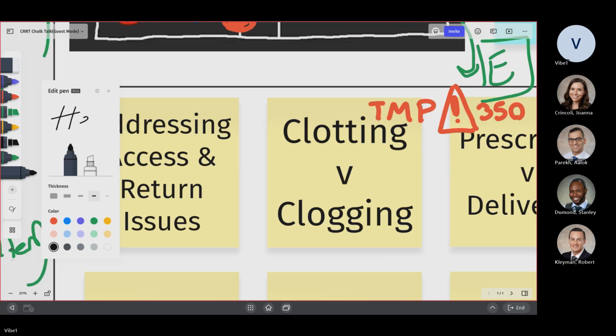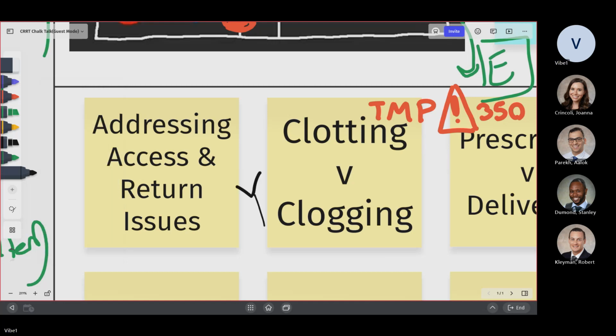So the most common type we see is that the problem is always the access. That is unfortunately one of the most common causes of the CRRT issues.